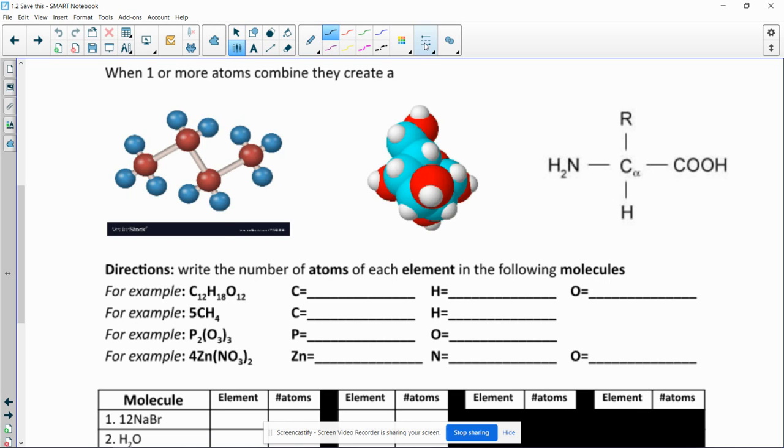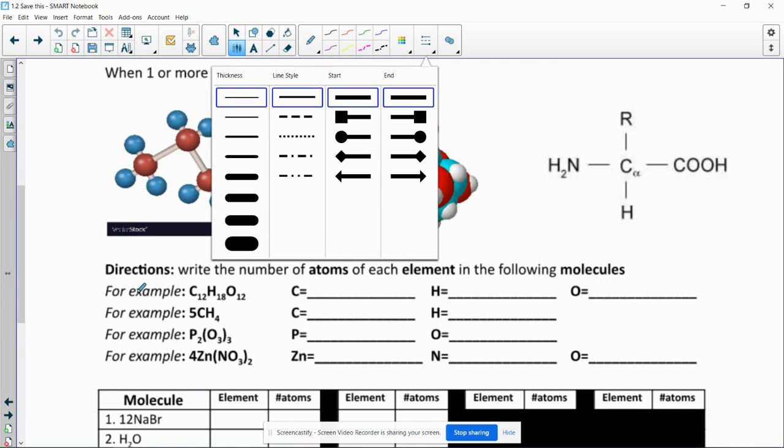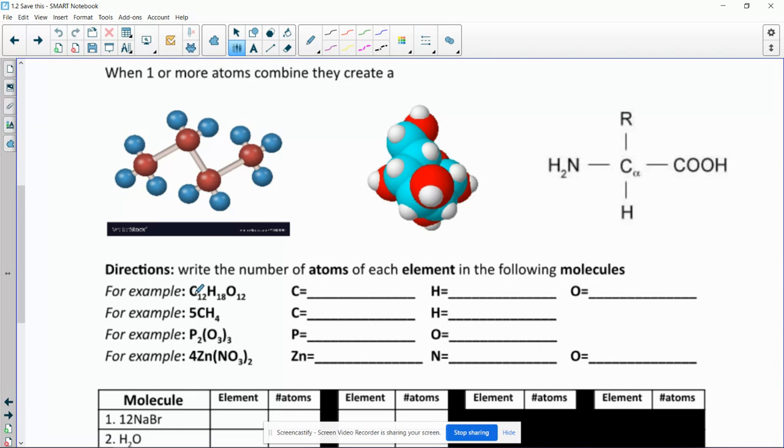So all of these where you have more than one atom, for instance right here there's carbon, hydrogen, and oxygen. There's more than one atom together, so it's a molecule. So we're counting how many atoms total are in this molecule. Anytime you have the subscript, that goes with this. So 12 goes with the carbon, 18 goes with the hydrogen, and the 12 goes with the oxygen. So I'm going to say there's 12 carbons, 18 hydrogen, 12 oxygen.